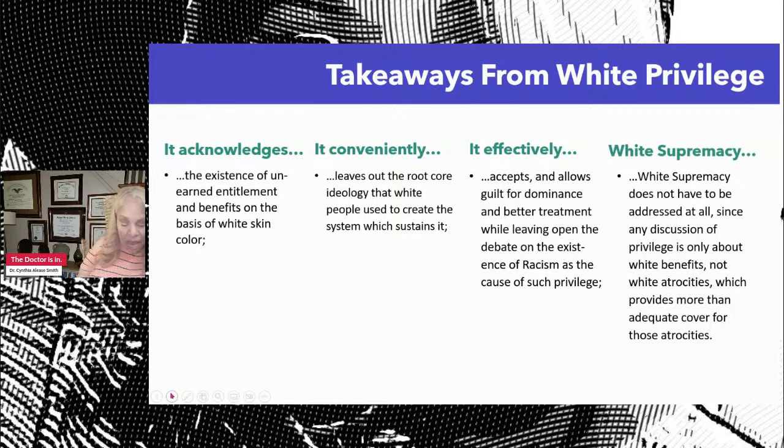White supremacy does not have to be addressed at all, since any discussion of privilege is only about white benefits, not white atrocities, which provides more than adequate cover for those atrocities. So when you hear white people talk in terms of white privilege, or you speak in terms of white privilege, what you're actually doing is you're acknowledging their dominance over us to the extent that, yes, they do have it better, but they're not owning why they have it better.